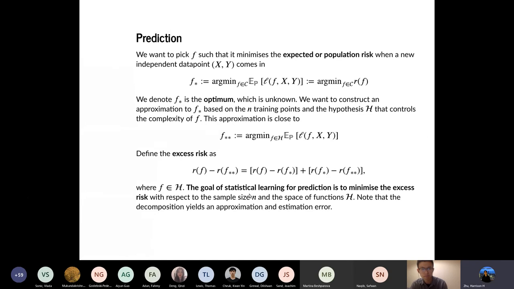One thing to note is that this excess risk is a decomposition of the approximation and estimation error. If you have a model that you've fully specified, that you assume you can approximate analytically, that would be the second term, which would give you the statistical error or estimation error. And then the first error would be from trying to actually estimate that model. In neural networks, for example, when you do gradient descent, you'll have this approximation error term. So it's very important to think about these two terms.